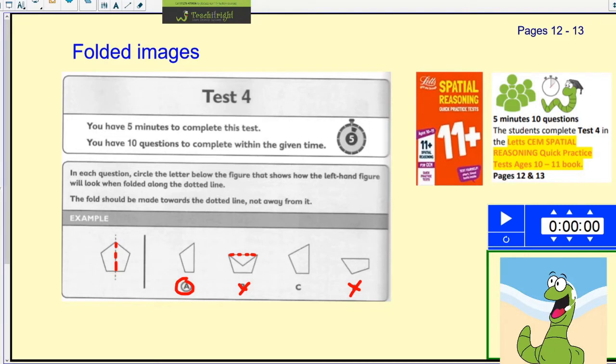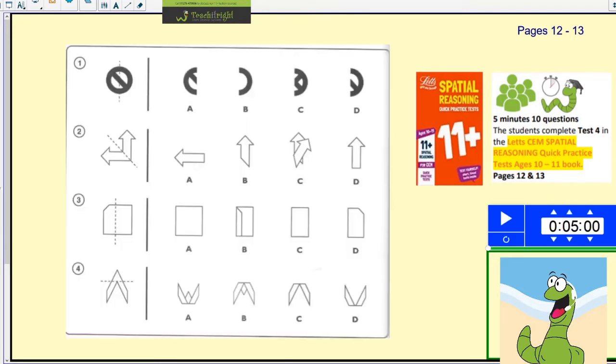Right, everyone, well done. That's your 5 minutes. Let's start going through some of the questions together. So for question 1, again, it's given us the fold line. We know what we're going to have to start completing. If we look here, the left hand side is folded over to the right hand side. So we're going to end up with this shape appearing down again.